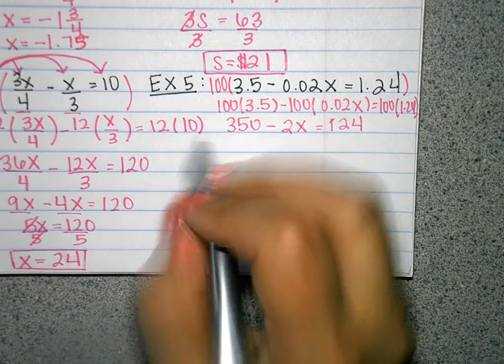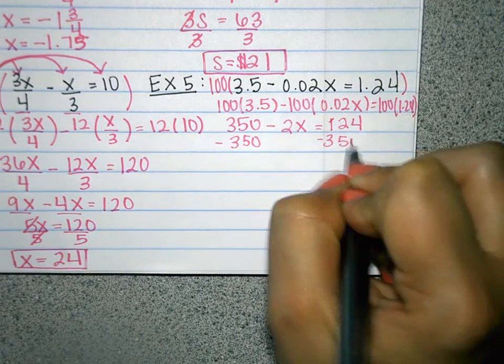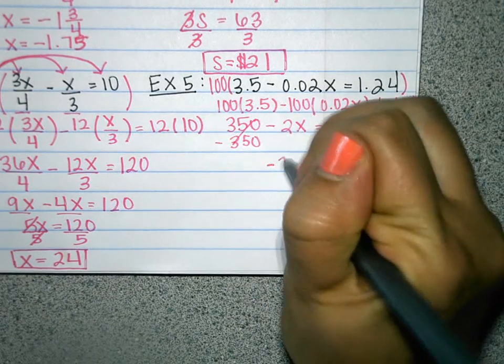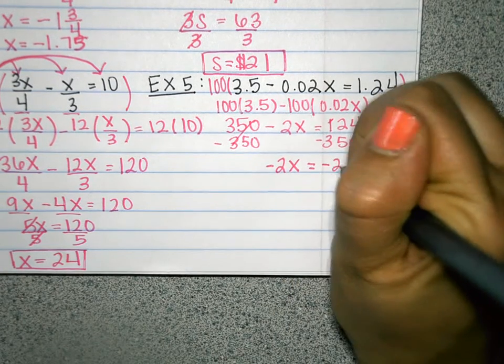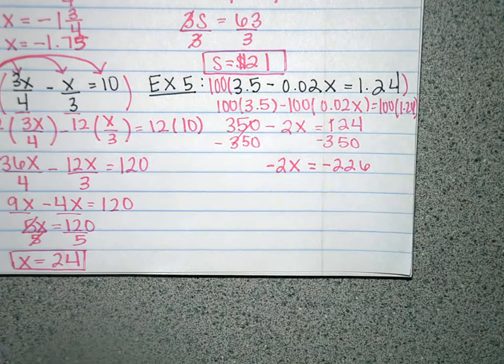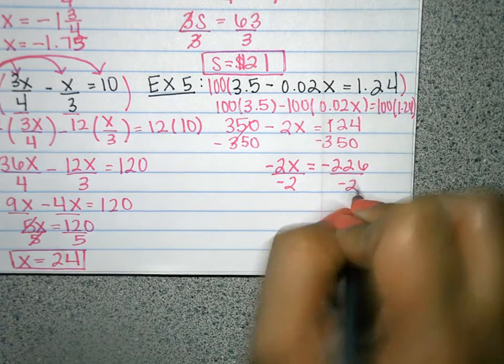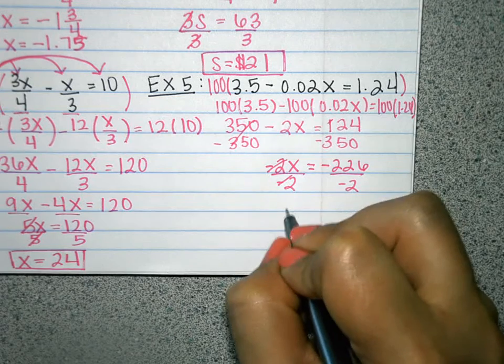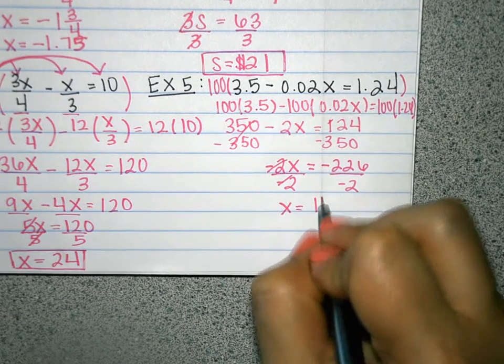So to solve, I'm going to subtract 350 from both sides and get negative 2x equals negative 226. And then I'm going to divide both sides by negative 2. So x equals, a negative divided by a negative gives me a positive 113.